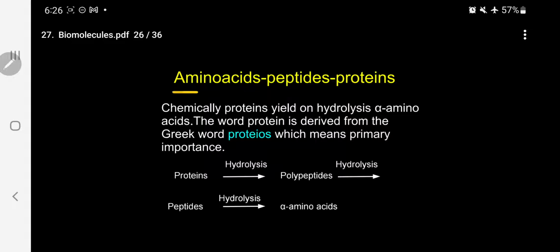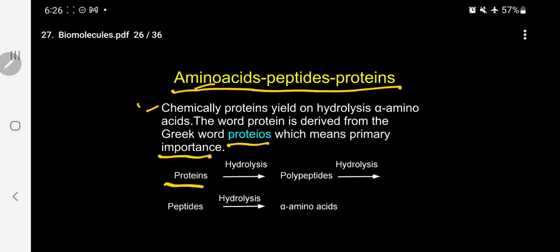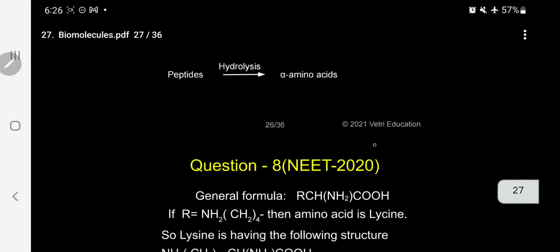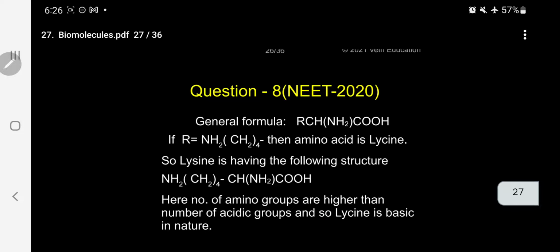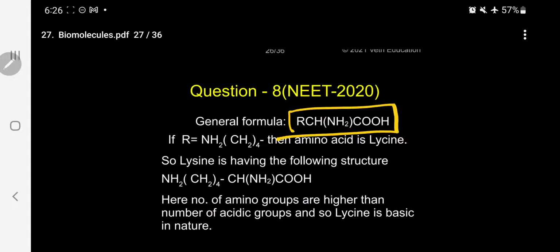Kindly follow me. Chemically, proteins yield alpha amino acids on hydrolysis. The word protein is derived from the Greek word proteos, which means primary important. Protein hydrolysis gives first polypeptides, second peptides, finally alpha amino acids. Now, under the alpha amino acids, I can give the general formula. Please follow.